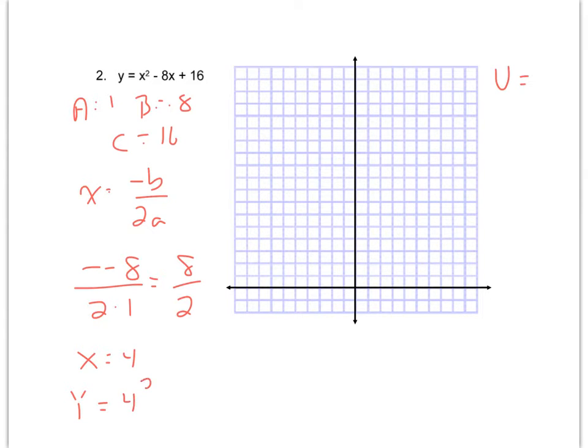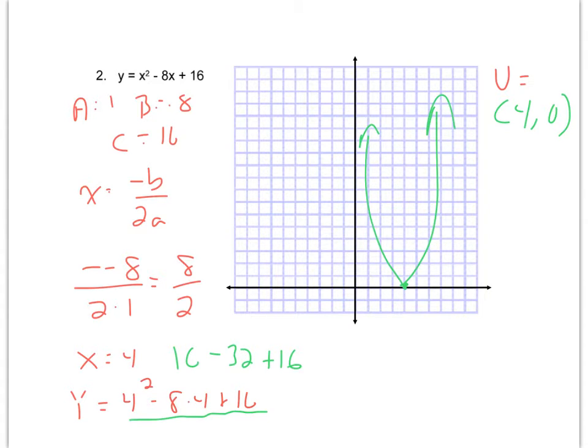So I'm going to get 4 squared minus 8 times 4 plus 16. When I do that, I get 16 minus 32 plus 16. I'm getting that from these numbers right here, right? So that now looks like my y is 0. So I have a vertex at x equals 4, y is 0. So I have a vertex right here at (4, 0). And the fact that a is positive means this thing goes up.